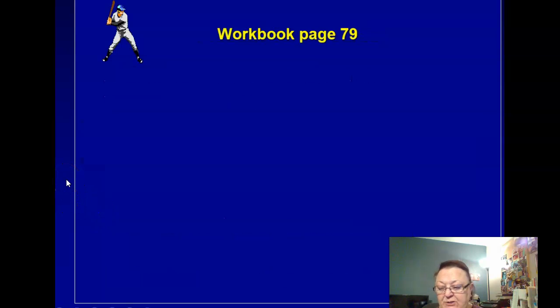So let's look at page 79. There are 6 sentences there, and let's go through these sentences together. So it says, underline the main word or words of the subject once. So who or what the sentence is about is going to be underlined one time. Then underline the correct verb twice, 2 times. So we're going to find the subject, underline it once, find the verb, underline it twice.